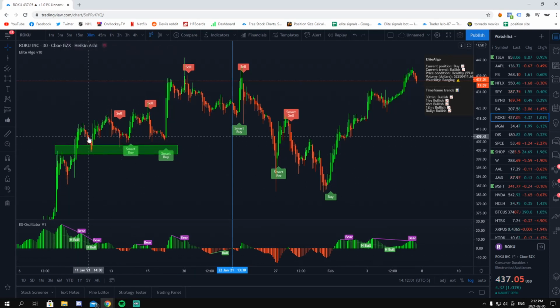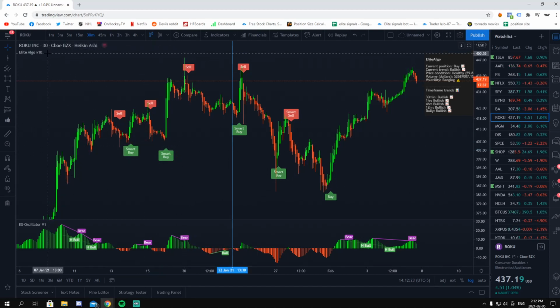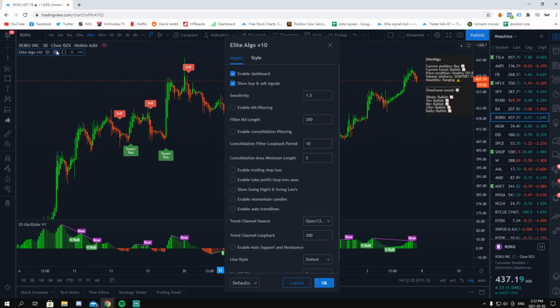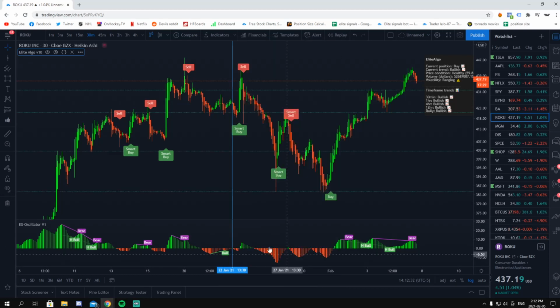You can see that the price had a hard time breaking through this area here before breaking it, then had a hard time breaking under this area before finally breaking it over here. But you can see that it had a very, very hard time breaking this area before going back up, right? So the cool thing about EliteAlgo is that it actually does that for you. So if you go up here into the settings, click settings, go down, enable auto support resistance, right? Click on that, press OK.